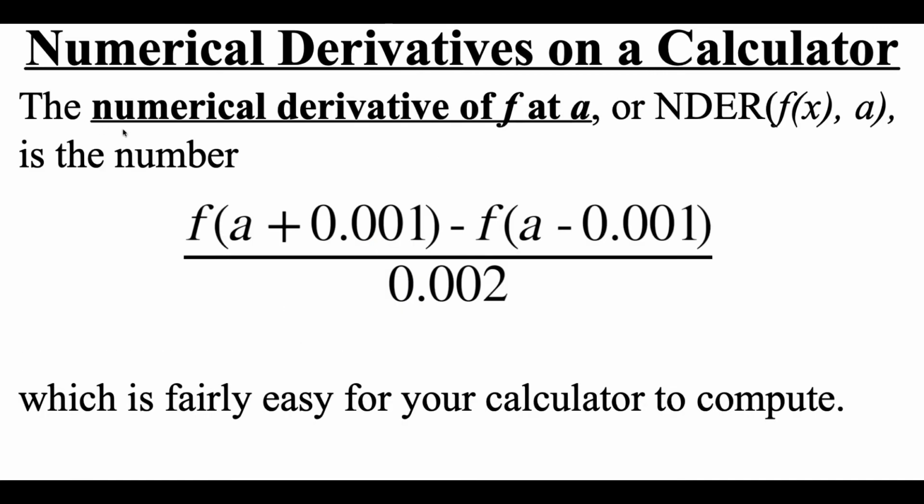So as far as the numerical derivative of f at a point a, or we can call this n-der of f of x at a, it's the number f of a plus 0.001 minus f of a minus 0.001 all over 0.002. And this is actually fairly easy for your calculator to compute, and your calculator is going to have an option in there to compute these numerical derivatives.